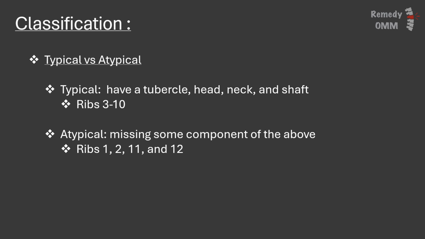Typical ribs are from 3 to 10, and the atypical ribs are 1, 2, 11, and 12. Typical ribs have a tubercle, head, neck, angle, and shaft. Atypical rib is missing some component of the above. An easy thing to remember here is that atypical ribs have 1s and 2s in them, aside from rib 10.